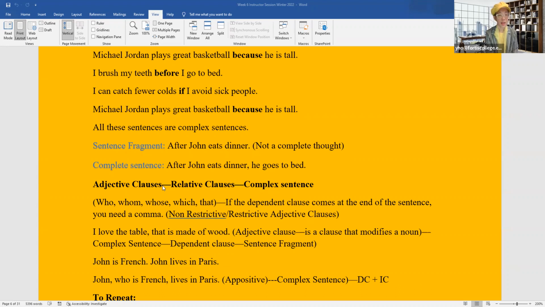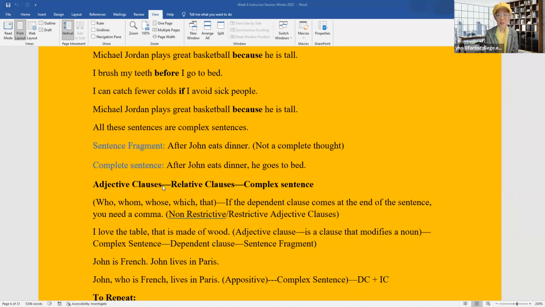Now, I just finished telling you that the rule was that if the dependent clause is at the beginning of the sentence, you have a comma, but if the dependent clause is at the end of the sentence, you have no comma. But the exception to that rule is when you have adjective clauses with whom, whose, which, that.